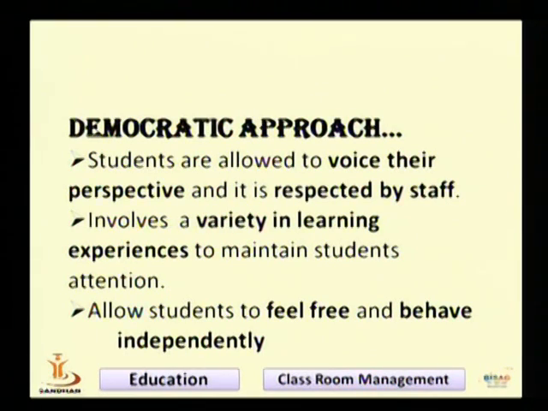Here, in the democratic approach, students are allowed to voice their perspective. When I say voice their perspective, it means students can answer, students can raise questions, students can speak from their perspective about what they think on that particular aspect. And it is respected by staff too. Means a democratic teacher always respects, always, if I say always, it would be a bit much, but generally respects.